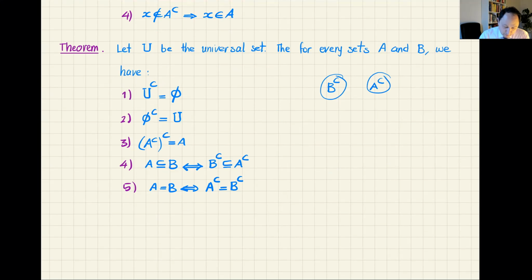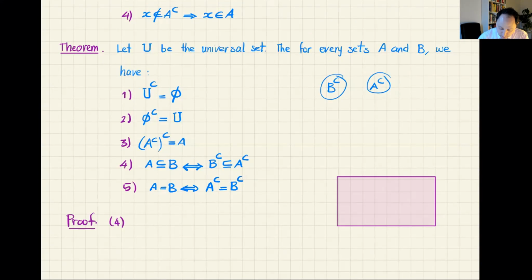Let me prove one of them, for example, number 4. Before proving that, let us draw a Venn diagram to motivate ourselves that this is indeed the case. So if I draw a Venn diagram here, I need to respect that A is a subset of B.